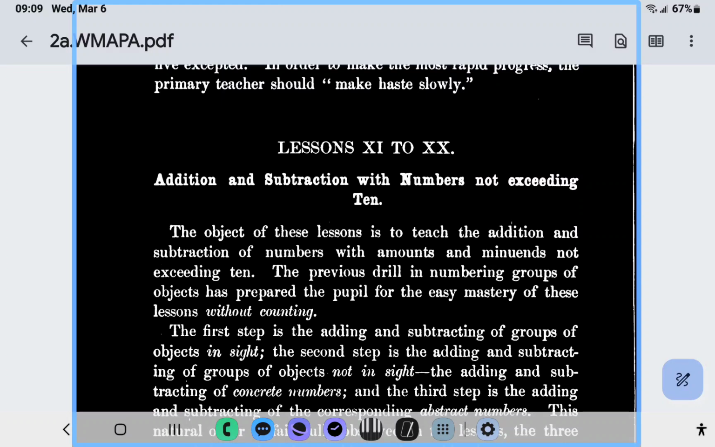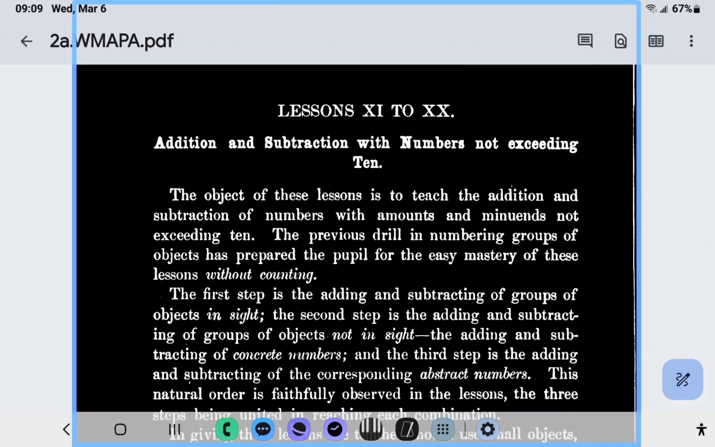I want to read through the next section in the teacher's manual for the primary arithmetic that we are now starting through, just to see what the teacher's manual says, because this is just something I like to do.